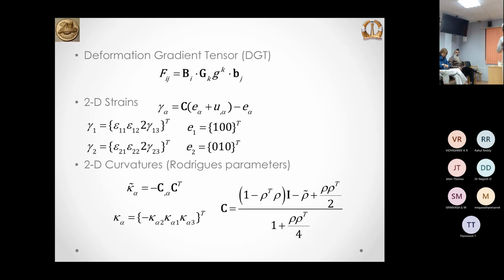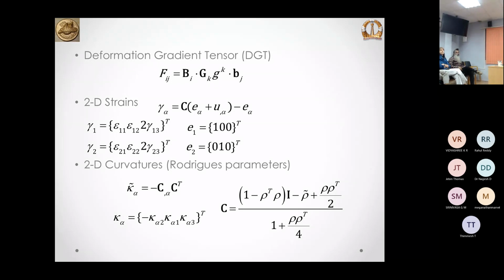Gamma alpha is C into e alpha plus u comma alpha minus e alpha. So where gamma 1 is given by these strains, gamma 2 is given by these strains, e1 is a unit vector, e2 is also that. So a 2D curvature is calculated from this, where C is the rotation matrix given by Rodrigues parameters.